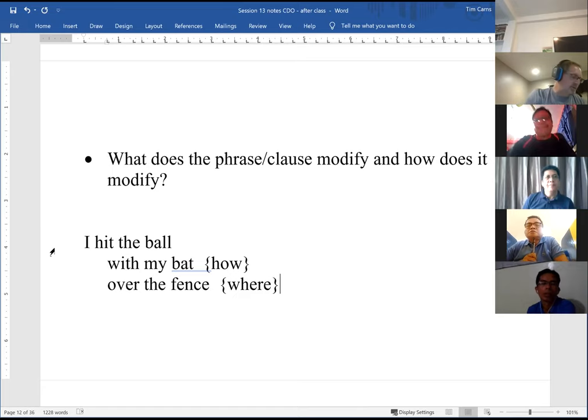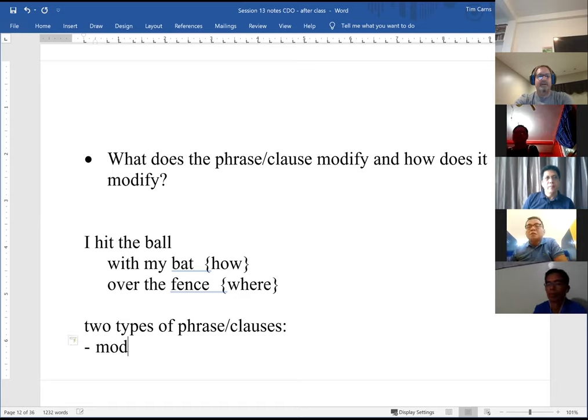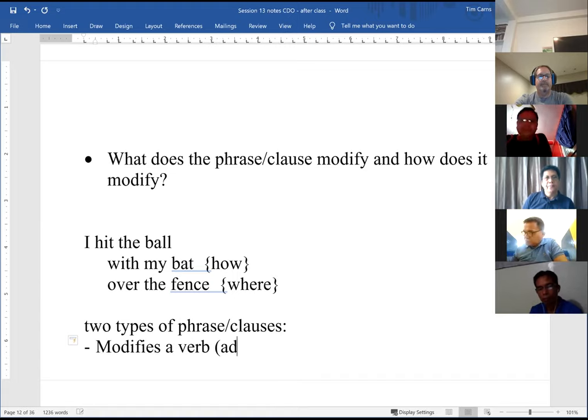Okay, so you can think of it like this. There are two types of phrases or clauses. One type modifies a verb. Those are called adverbial. Sorry, more grammar. The other type modifies a noun.